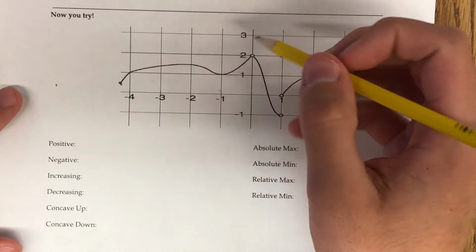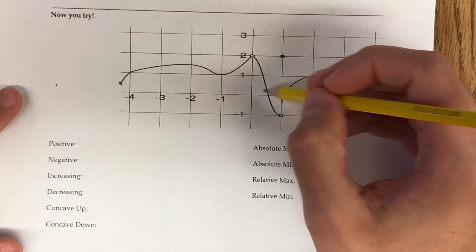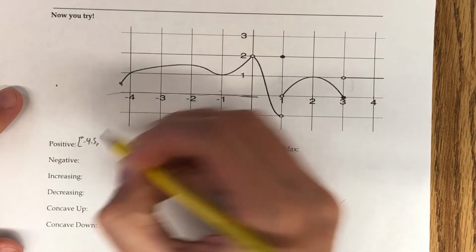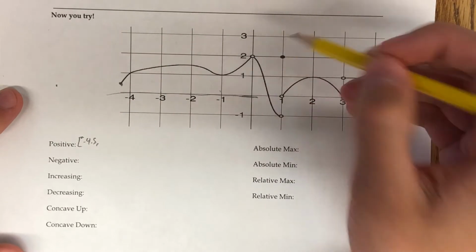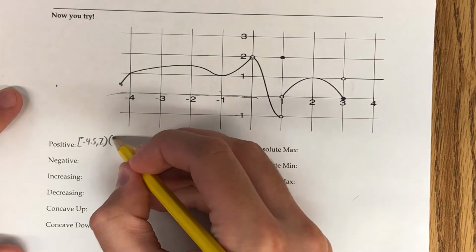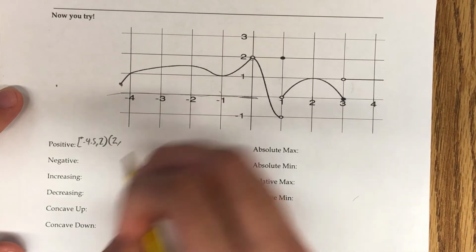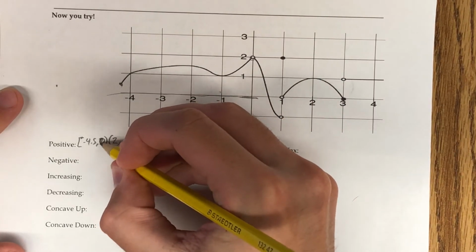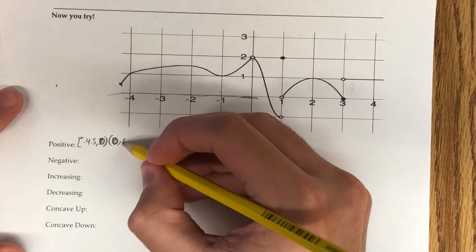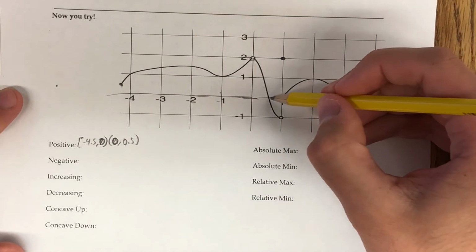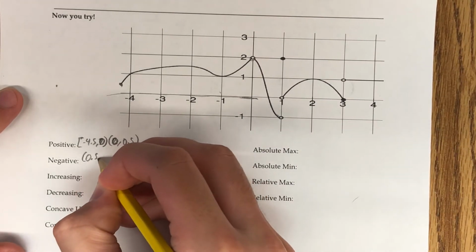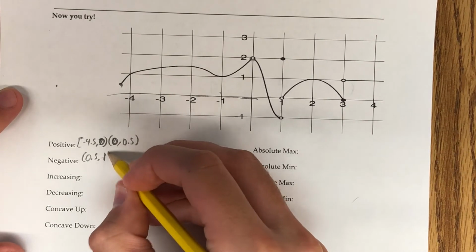Okay, we're back. So it's positive, this is the x-axis here, from negative 4.5 up to, but not including 2. So that is an open circle, so there's nothing there. And then from 2, or sorry, that's not 2, that's 0, because the x value is what we always focus on. From 0 up to about 0.5, it stays positive. Then it switches to negative from 0.5 to 1.